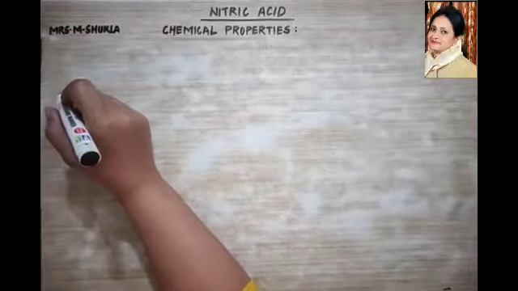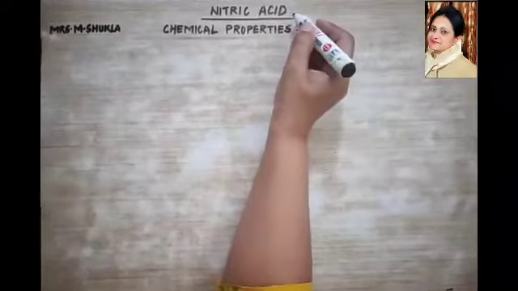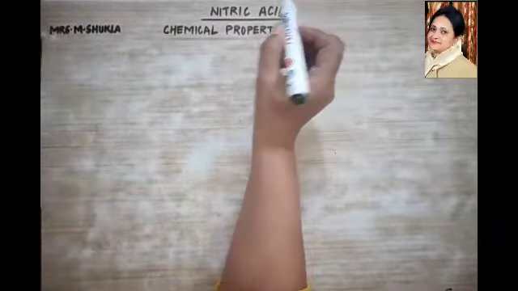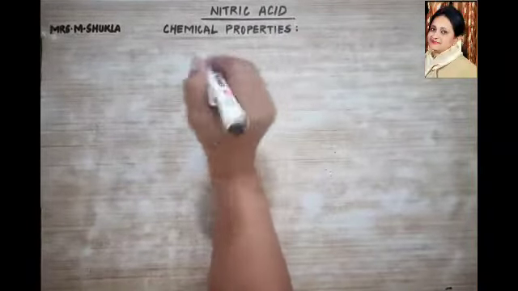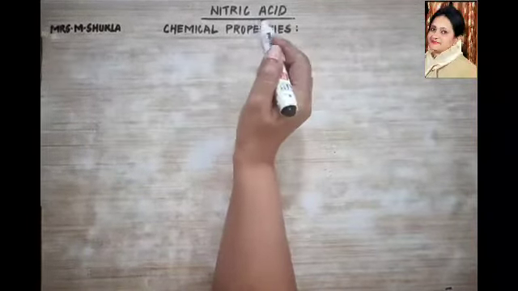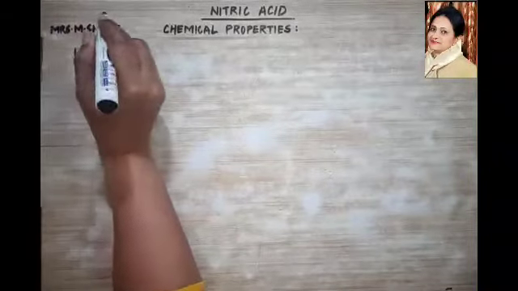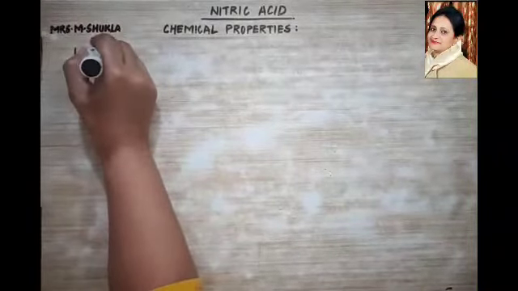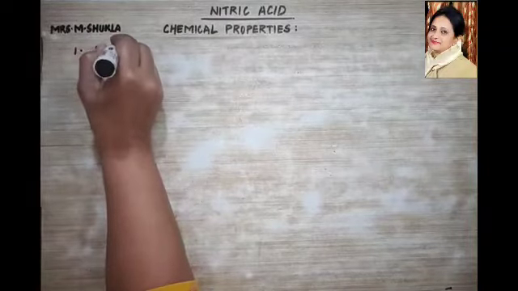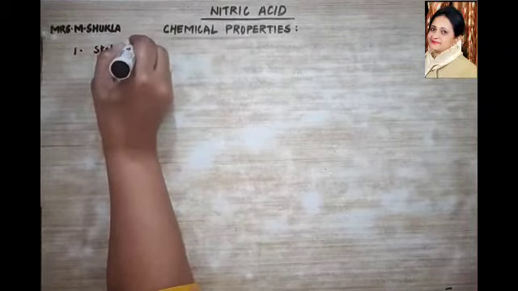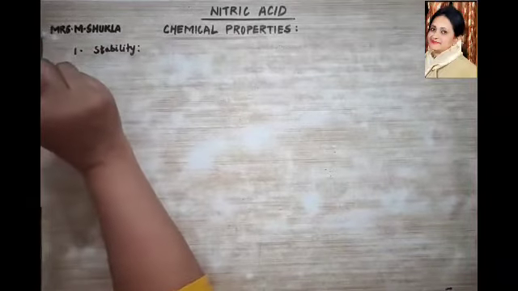Good afternoon, children. In this chapter of nitric acid, we shall today study about the chemical properties. Okay, so chemical properties of nitric acid. The first chemical property we are going to talk about is its stability, right? What do we know about the stability of nitric acid?